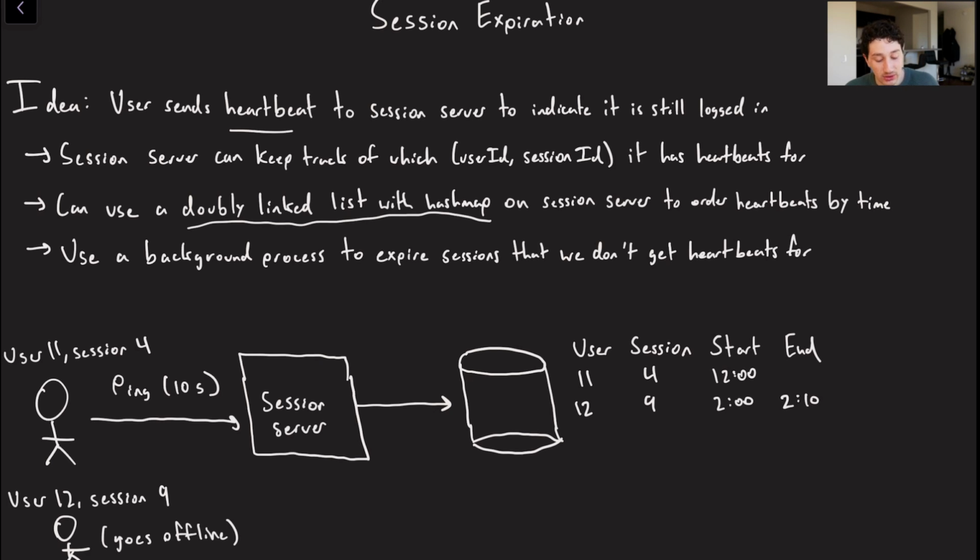So again, that background process is just going to expire the sessions that we don't see heartbeats for. So for example, if I have a user 11, a session 4, and that's pinging our server every 10 seconds, and user 12 with session 9 decides to stop pinging, maybe after 30 seconds, the session server is going to say, ooh, I don't see that anymore. Let me go ahead and put the current time as the end time for that session.